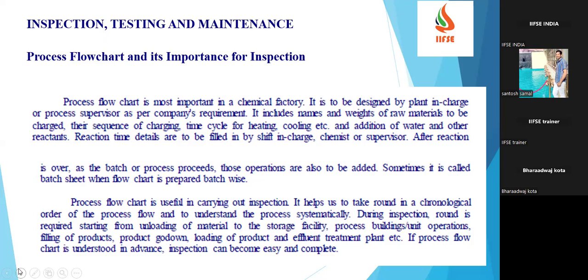It helps us to make a round in the chronological order of the process flow and to understand the process systematically during inspection. A round is required starting from the unloading of the materials in the storage facility, the process buildings, unit operations, filling of the products and the product godown, loading of the product, effluent treatment plants, etc. If the process flow chart is understood in advance, inspection can become easy and complete.